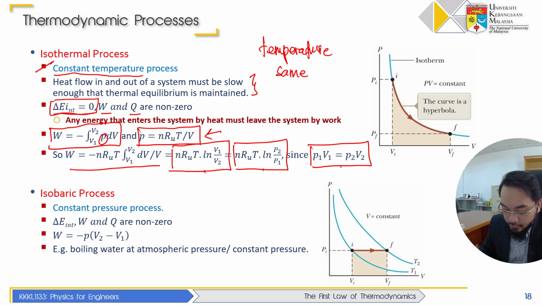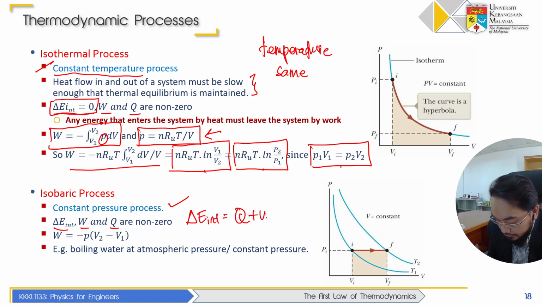You know that isobaric is when the pressure is constant, so therefore all of the parameters inside the first law of thermodynamics equation can change. So you have the relationship to remain the same, which is Q plus W. All right, so these are all non-zeros. The only condition is that the pressure must always be the same.